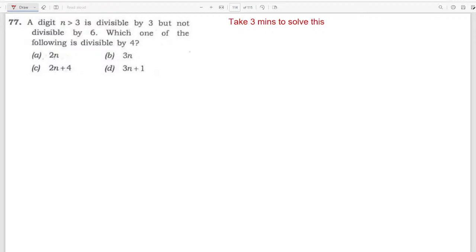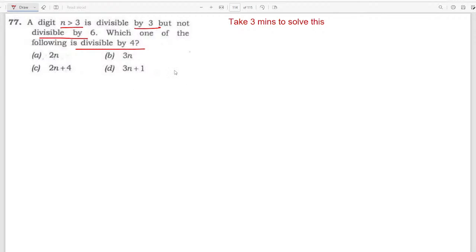There are three responses for option D. So we'll see how to go about this question. A number n, which is greater than 3, is divisible by 3 but not divisible by 6. Which one of the following is divisible by 4?